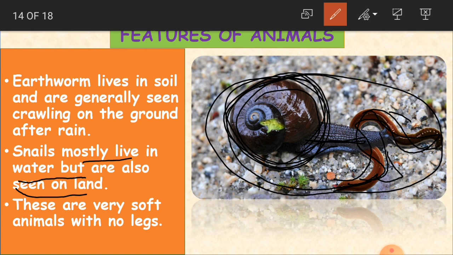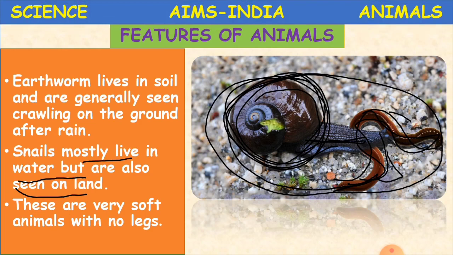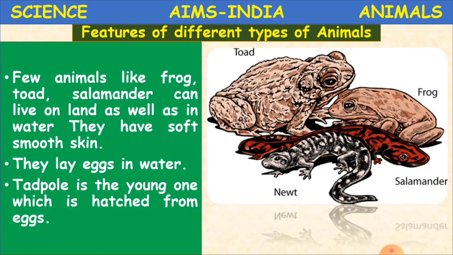So try to observe them after rains, especially near the plants. You can see these types of animals crawling on the ground. Land is nothing but the ground, and these are very soft animals with no legs. These animals are very soft and sensitive, so they do not have legs. Children, clear? Now we'll see some other types.